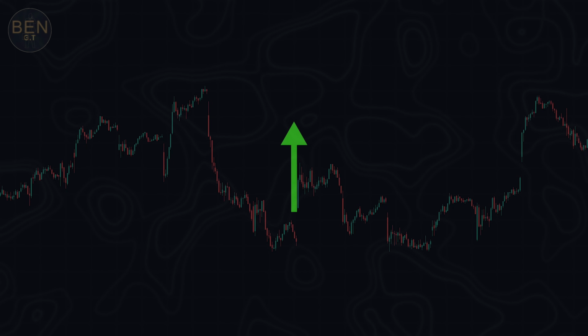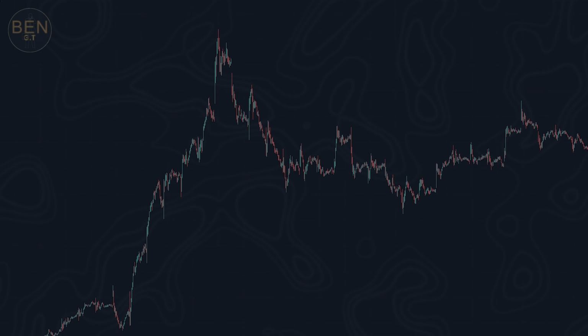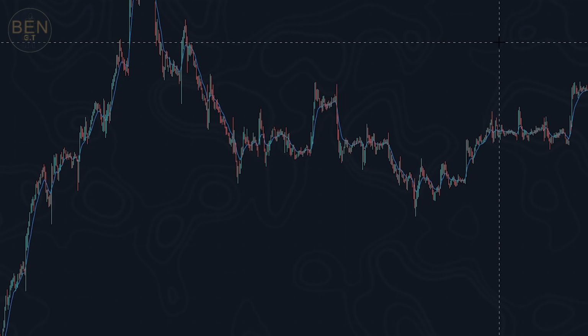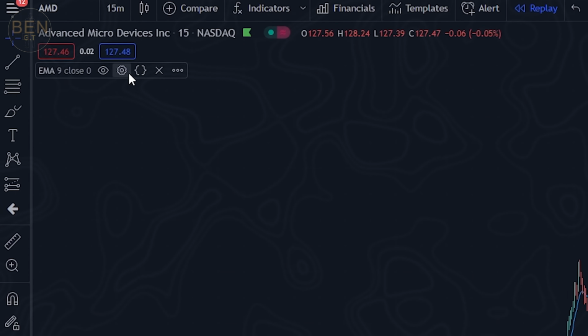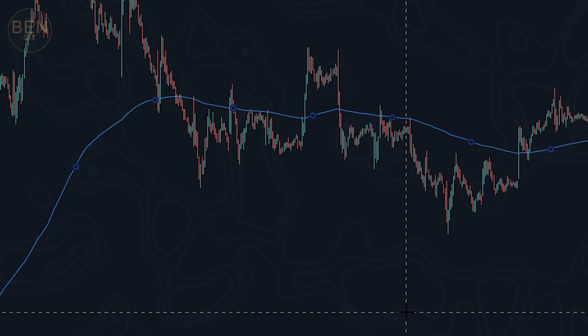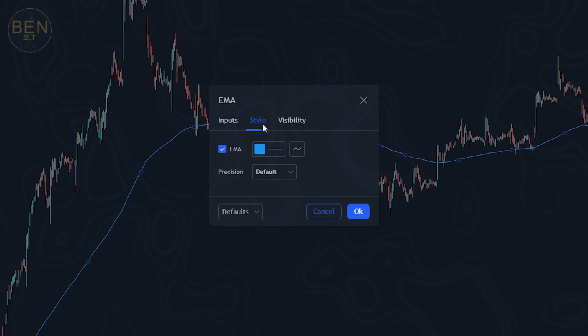You may be asking yourself, how do I know if a chart is in an uptrend or a downtrend? Well, it's pretty simple. Just go to Trading View, click the Indicators tab, and type in EMA for Exponential Moving Average. Then go to the settings of the indicator and change the length to 200. This will give us a 200-day moving average. I'm also going to change my line to red just so you can see it better, but this is optional.